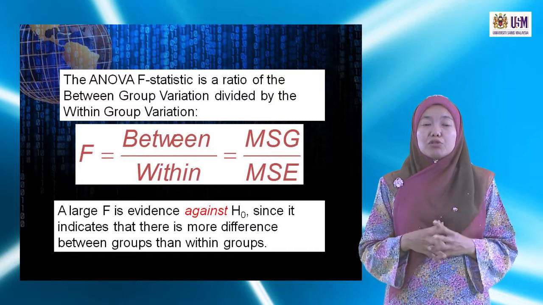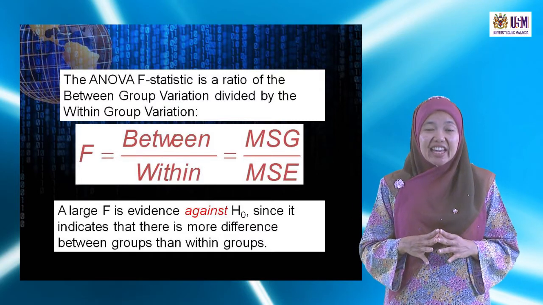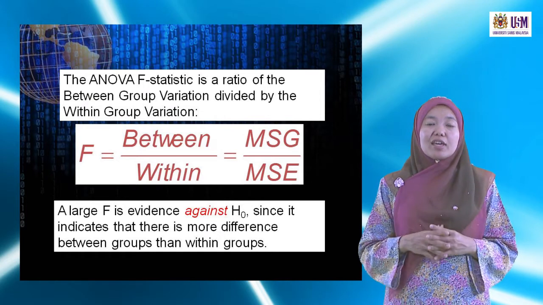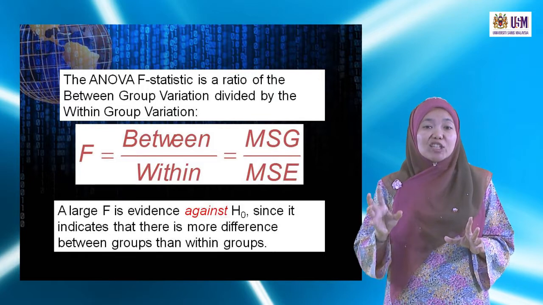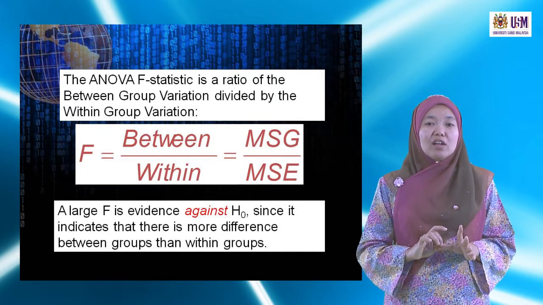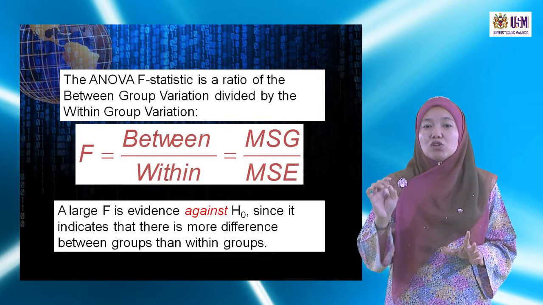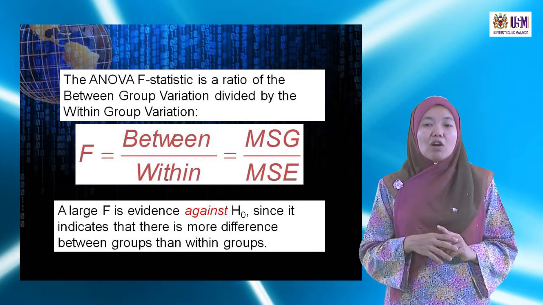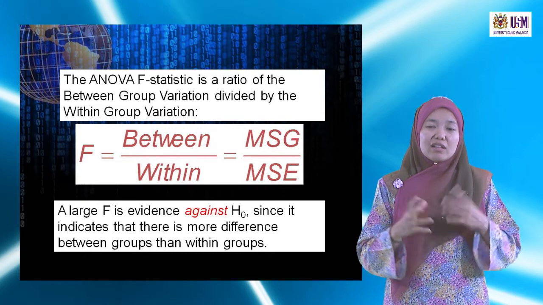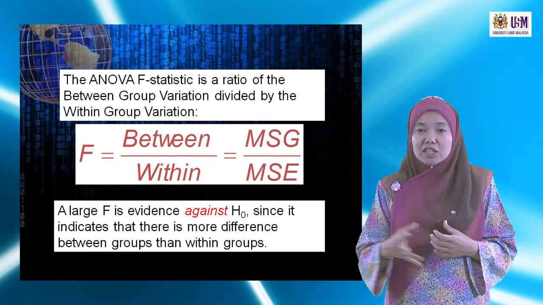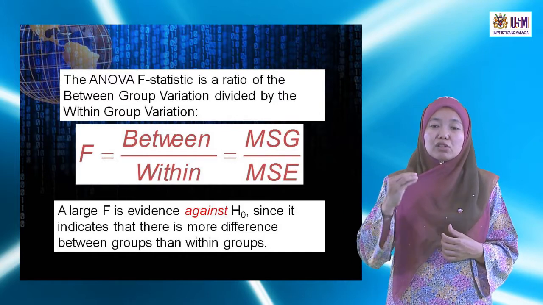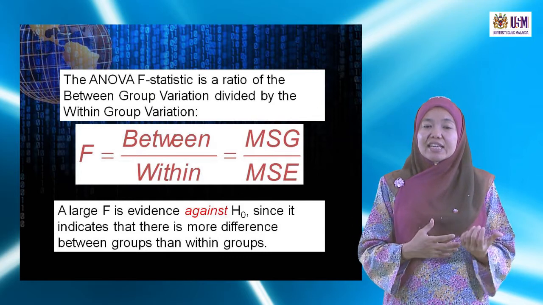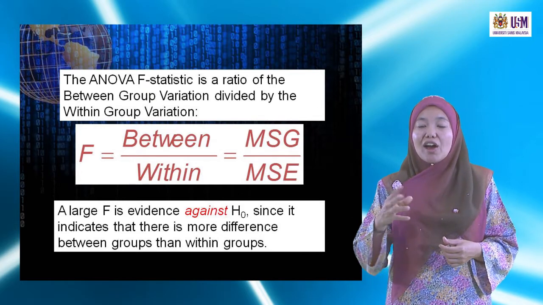In short, what you need to remember is that the ANOVA F statistic, the one you are most interested in for hypothesis testing step 3, is just a ratio of the between group variation divided by the within group variation. Between group variation is what is known as MST, or mean square for treatment, just now. I'm going to use the symbol MSG, mean square for groups, or mean square for treatments, or for subpopulations. Then you divide this by the within group variation, mean square for error.